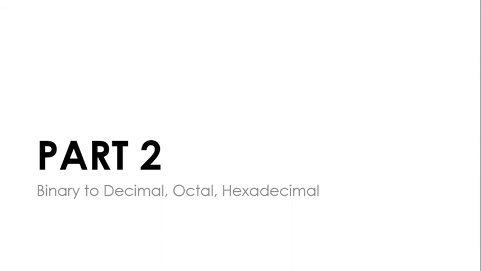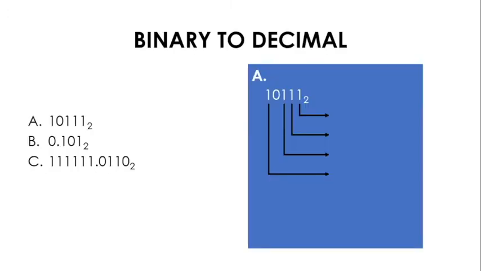So for the second part, we will be converting binary numbers to decimal, octal, and hexadecimal. For the first topic, we'll be converting binary numbers to decimal. For the first example, which is a whole binary number, the method we'll be using is called positional notation, and there are steps we can use to easily understand this method. For the first step, we should know the base of the number we are converting. In this case, we're converting binary numbers, so the base will be 2.